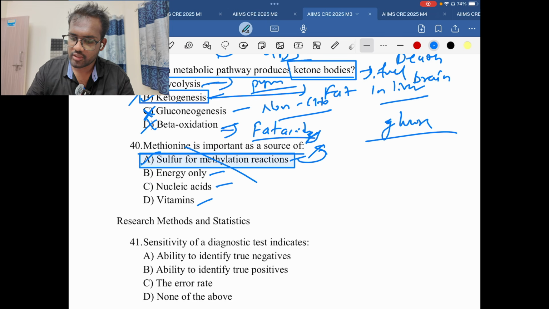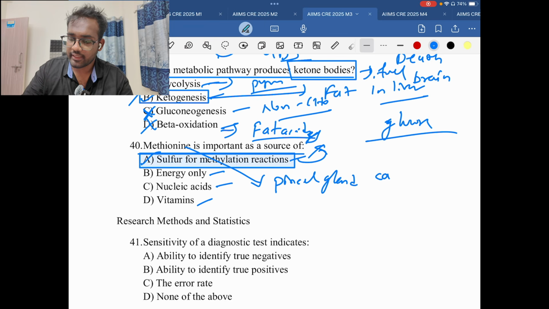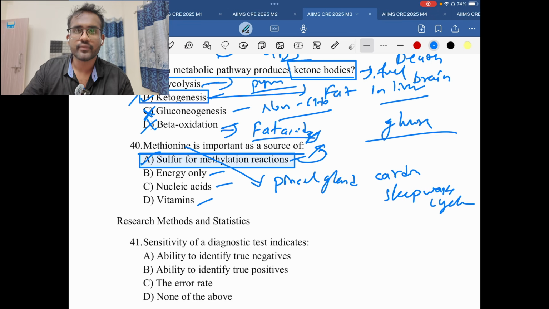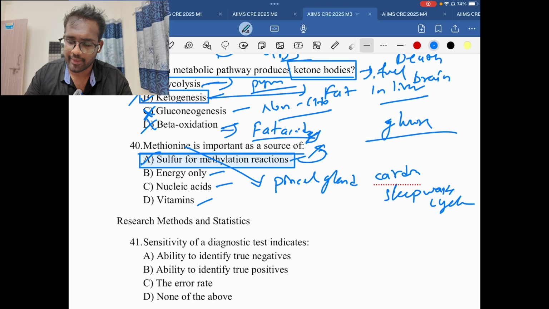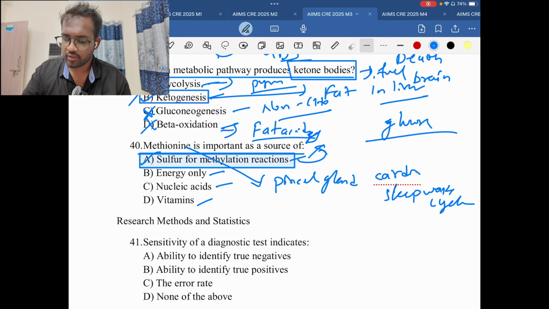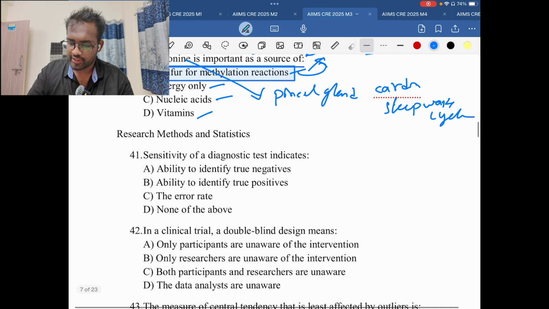Okay, melatonin is produced in the pineal gland. It helps in cardiac rhythm and the sleep-wake cycle. So it is very important. This I have explained in detail in part 1 of my marathon series. You can just go and watch it out. It will be very easy for you guys to understand.